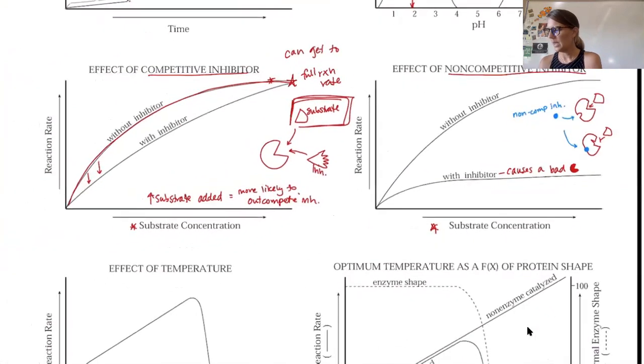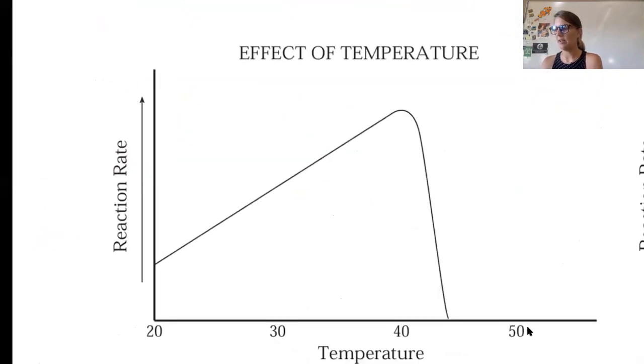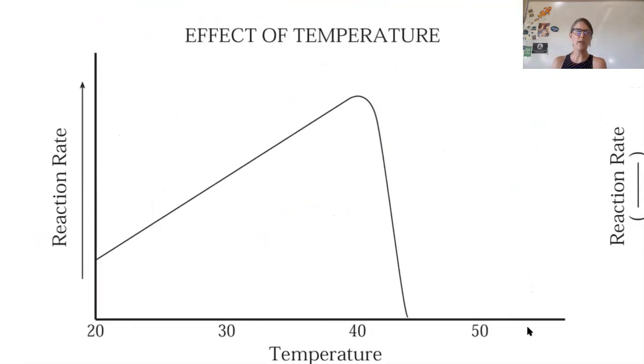All right. Next one is effect of temperature. So here we have the reaction rate versus temperature. And remember that all proteins do have an ideal temperature, all right? But I will say for the majority of enzymes in our bodies, the optimal temperature is around 37 degrees Celsius. Here, the graph is shown maybe a little bit more, like 40.